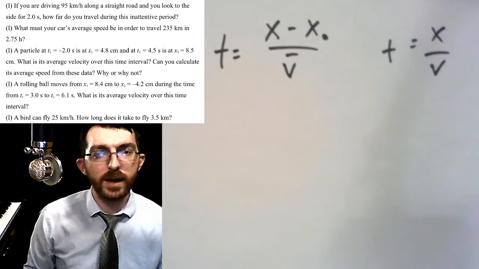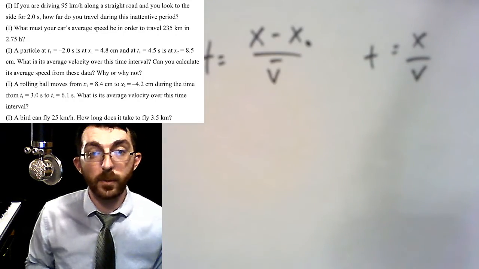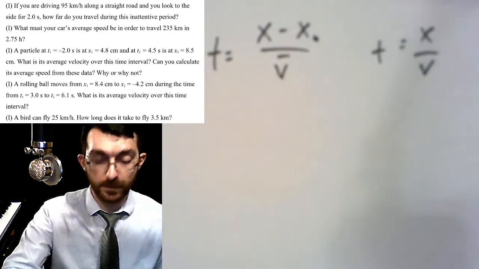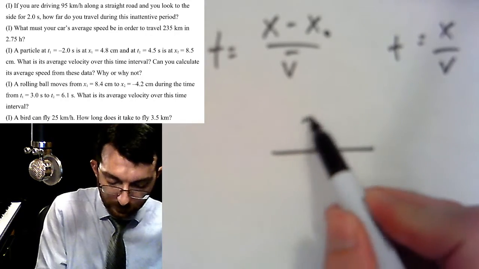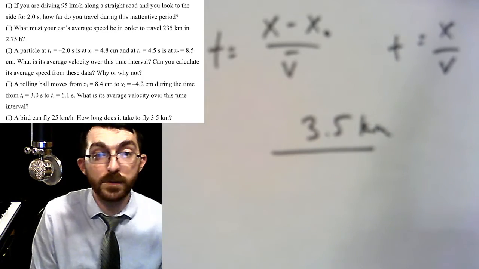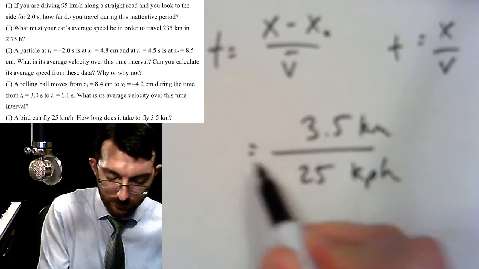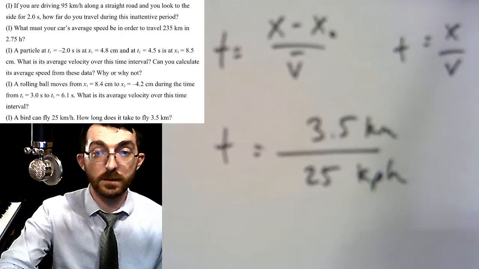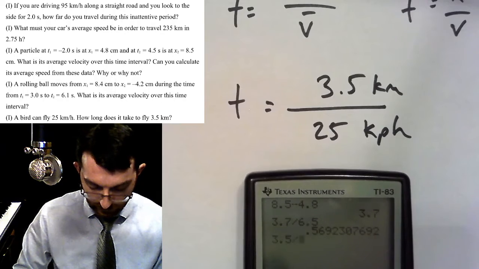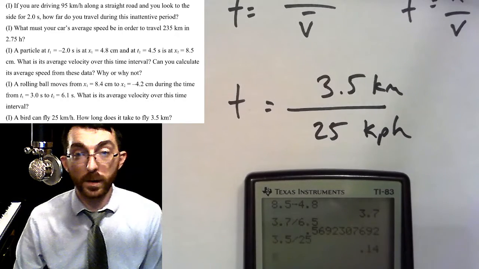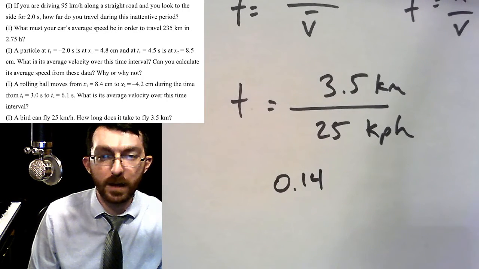A bird can fly 25 kilometers per hour. That's a v. How long does it take to fly 3.5 kilometers? That's an x. So let's substitute them. x on top, v on the bottom. This is just a job for a calculator right here. 3.5 divided by 25. 0.14. 0.14 what? Hours.